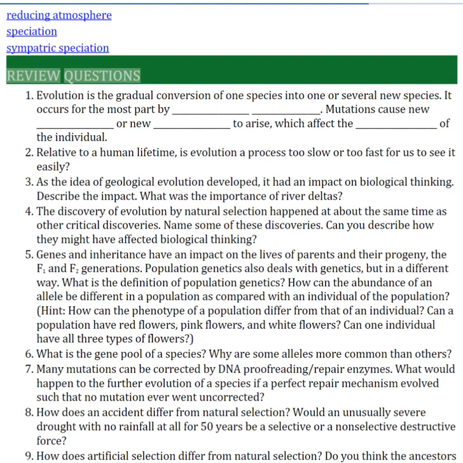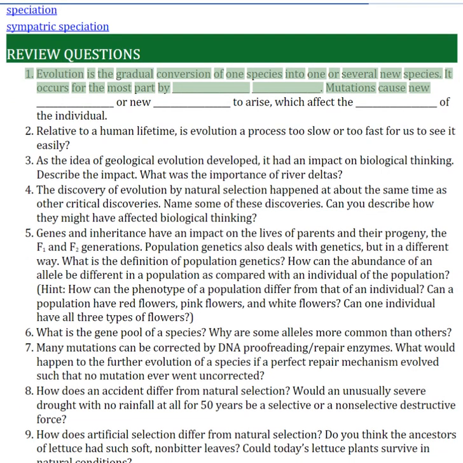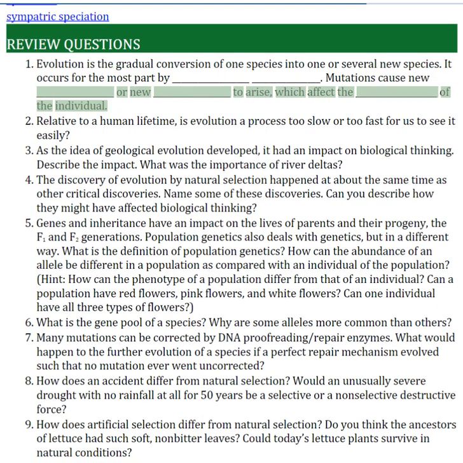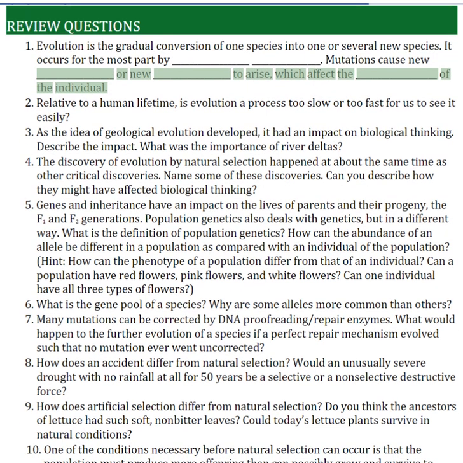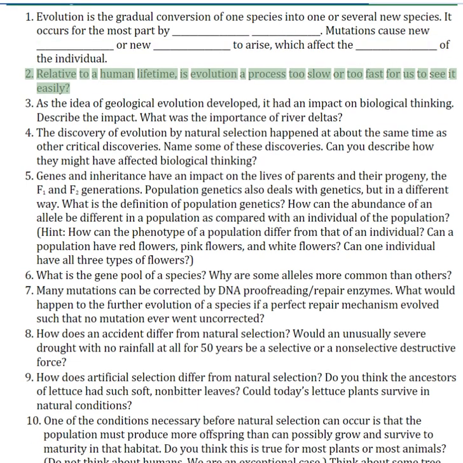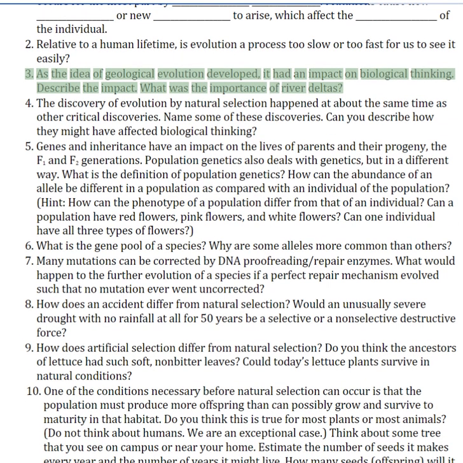Review questions. 1. Evolution is the gradual conversion of one species into one or several new species. It occurs for the most part by mutations cause new alleles or new genes to arise, which affect the phenotype of the individual. 2. Relative to a human lifetime, is evolution a process too slow or too fast for us to see it easily? 3. As the idea of geological evolution developed, it had an impact on biological thinking. Describe the impact. What was the importance of river deltas?